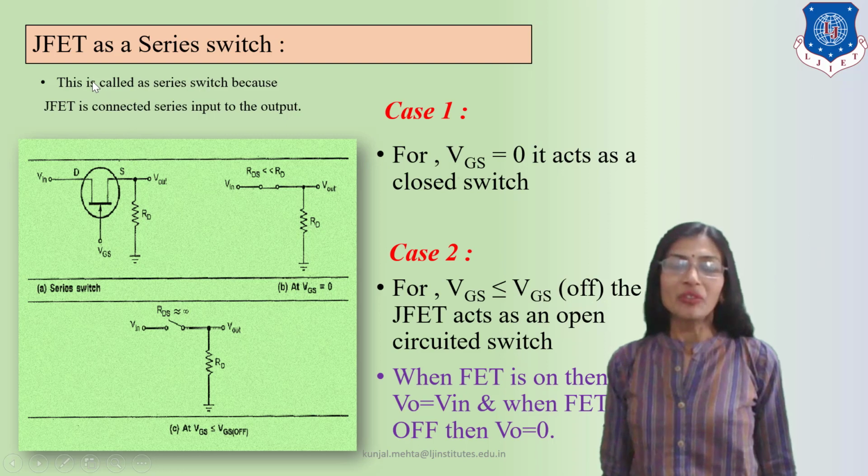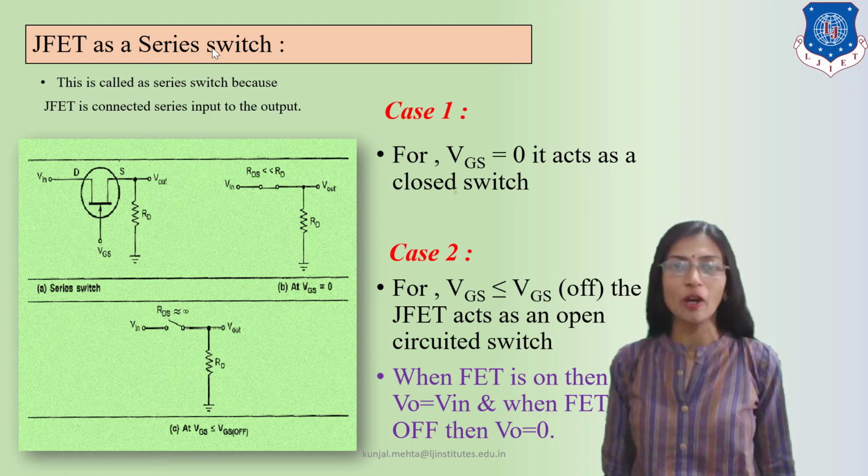Finally, we have the two main types of JFET switch, that is shunt and series switch, according to the condition and position of JFET connection. If JFET is connected in parallel with the input, then it acts as a shunt switch. If it is connected in series with the input, then it acts as a series switch.